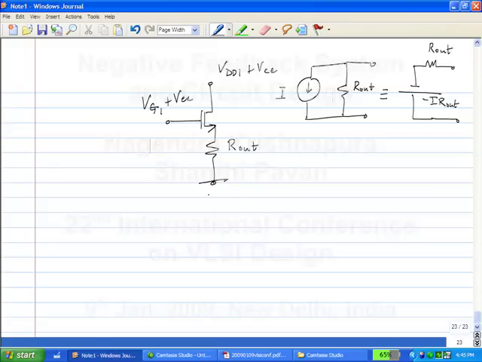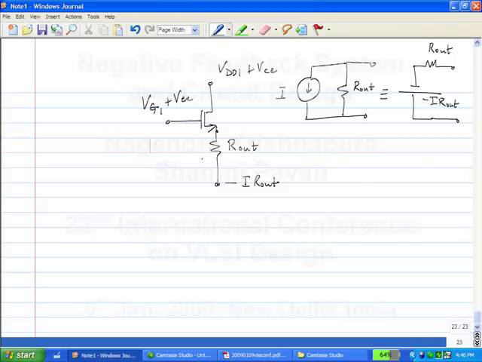Earlier, what was this potential? It was minus I times R out, alright. There was some finite potential and R out was tending to infinity. So the voltage drop across this resistor must tend to infinity if you want to make it look like a current source. But what do you think is happening?